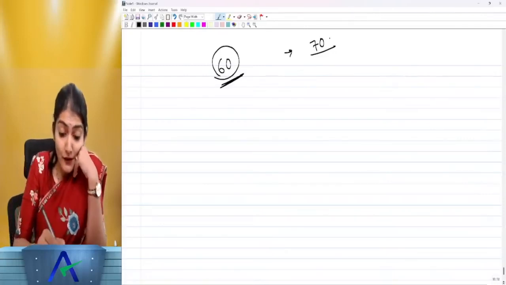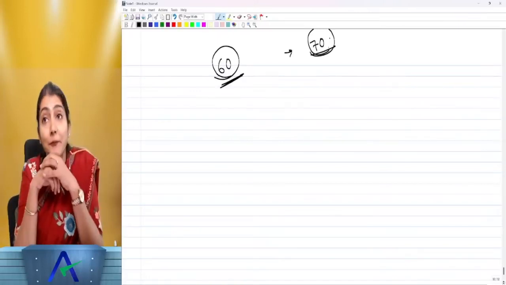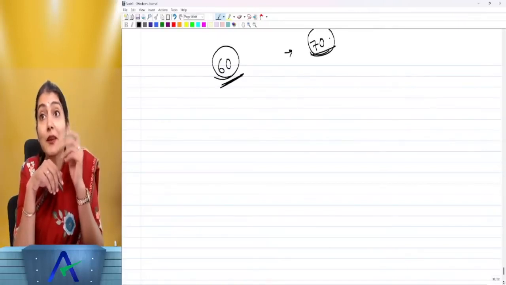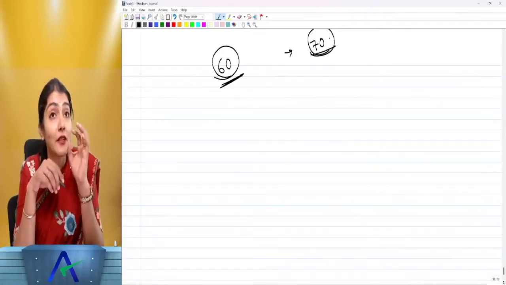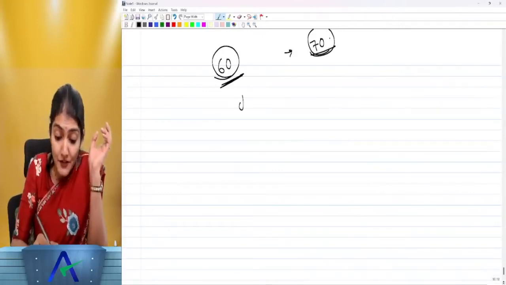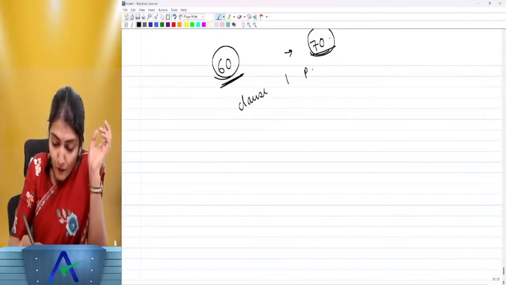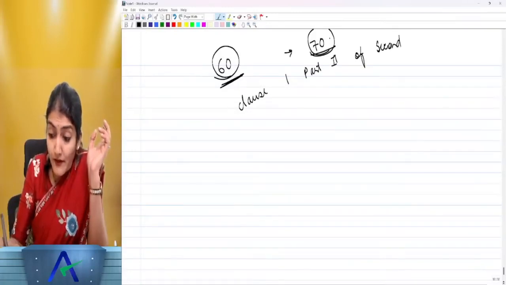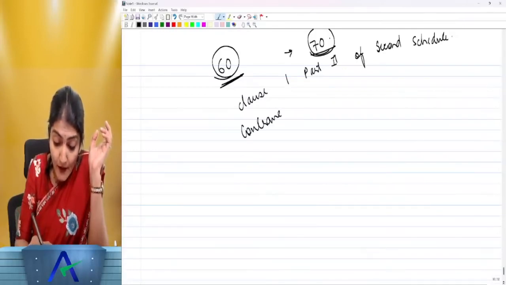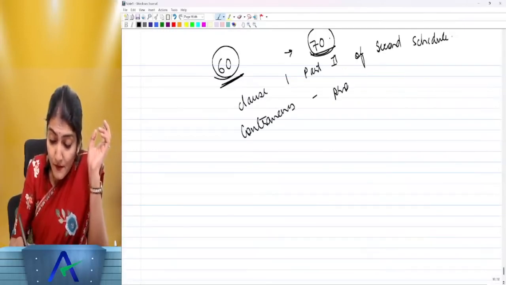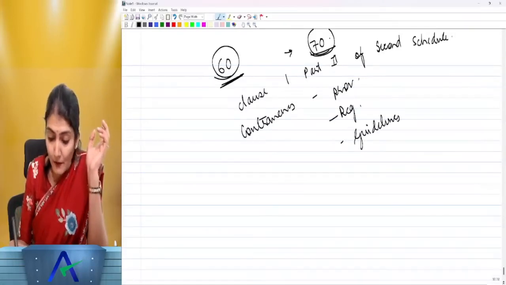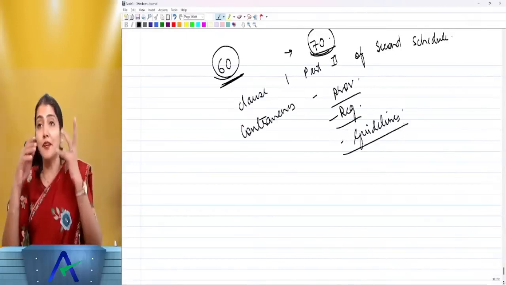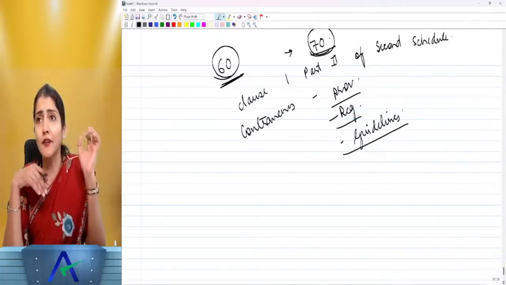Yes, what is this? 60 tax audits allowed to be accepted. He accepted 70. So he has not complied with the general guidelines of the council. And if you don't comply with the guidelines of the council, then you're guilty of professional misconduct under clause 1 of part 2 of the second schedule. What does it say? Contravenes any of the provisions of this act. Contravenes, does not comply. Contravenes any of the provisions of this act or the regulations made thereunder or the guidelines issued by the council, right? Any of the provisions of this act, regulations made thereunder or the guidelines issued by the council.